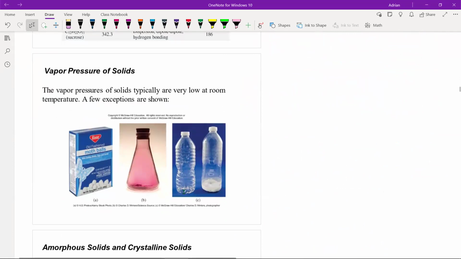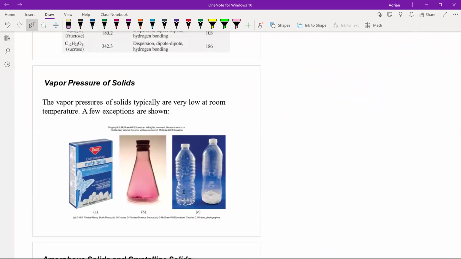Now, the last thing we'll take a look at here before we go on to the next section is the fact that we normally associate liquids as having vapor pressures, but in some cases, solids also are going to have vapor pressure associated with them, and that this is just due to the nature of the solid itself. Okay, typically the vapor pressure of solids are usually very low at room temperature, but there are a couple exceptions to this.